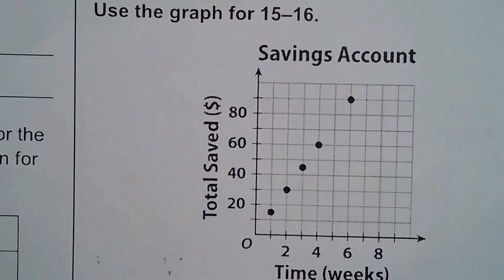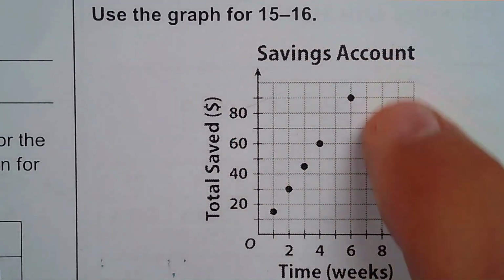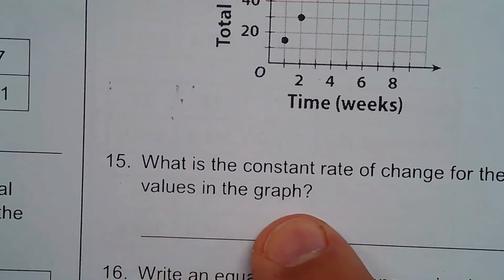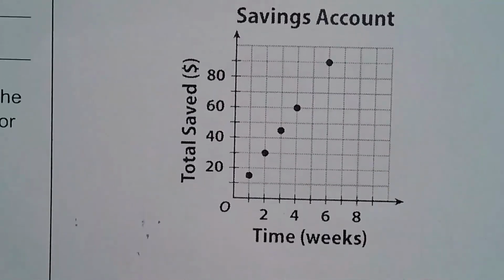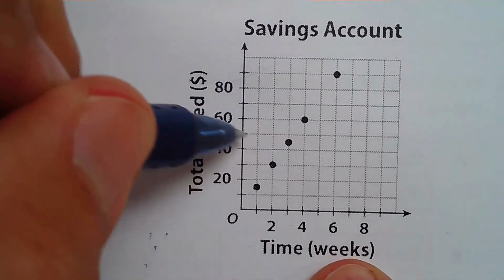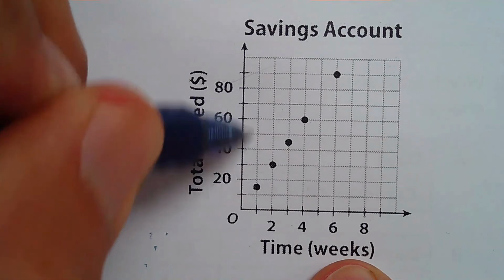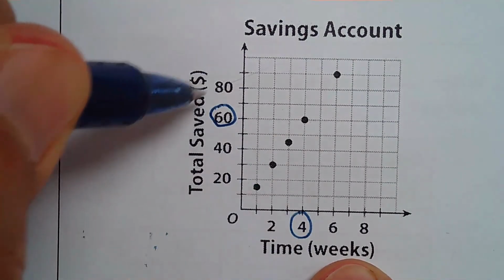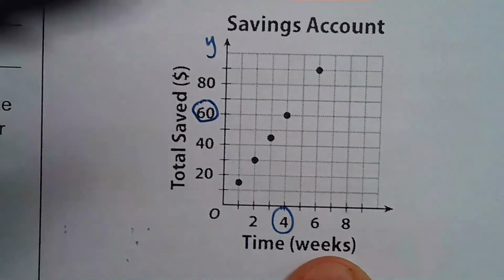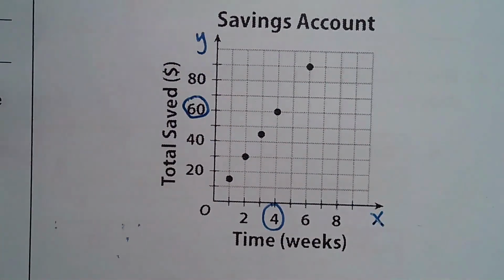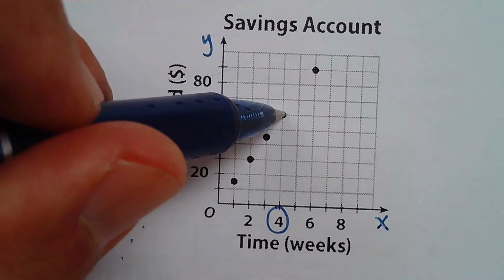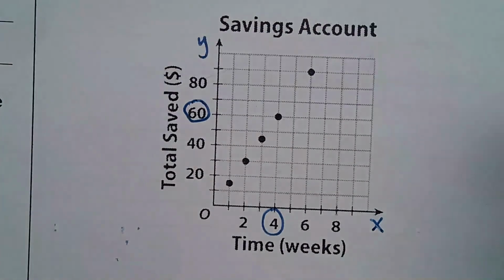Okay, so we have this one. Use the graph for numbers 15 and 16. So here's our graph. And for 15, what's the constant rate of change for the value in the graph? Well, it comes back to what can I graph easily? And it looks like this dot, this one looks really easy, 60 and 4. Remember, these are the y values and these are the x values. So the constant of proportionality, this one will be 60 over 4 because that dot is really easy to graph.